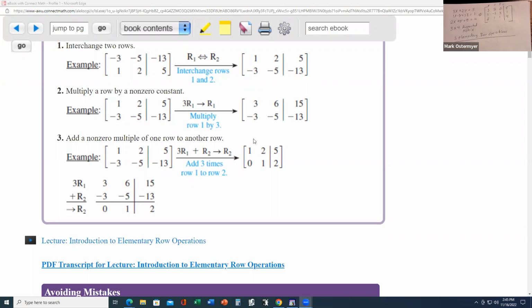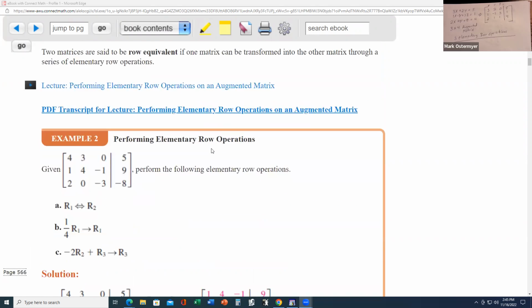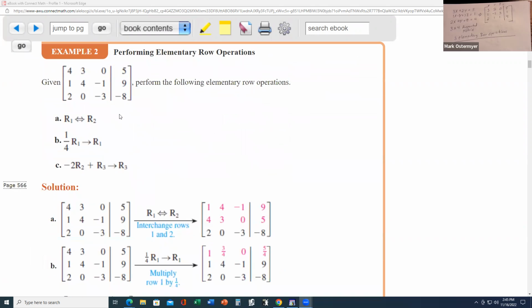All right, let's go to an example. Let's go to example 2. This is in section 6.1 in your textbook. So the examples are right here. If you miss anything, you're welcome to study these examples in your textbook.